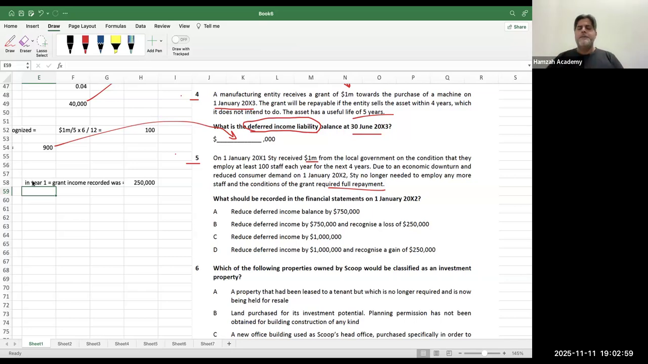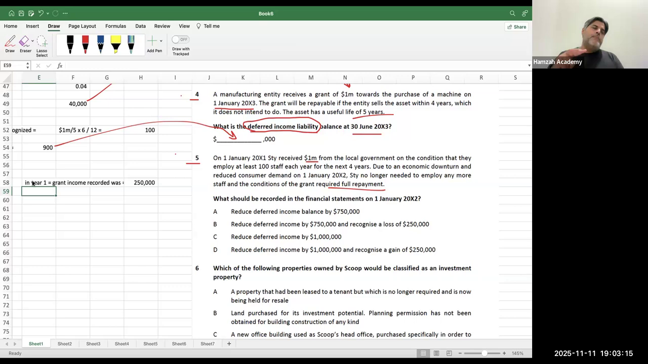Now, in the next year, if the conditions are not met and you have to repay the grant, remember, the full amount is repayable, not just the balancing amount or the remaining amount. Whatever the full amount you got, that whole amount has to be repaid over here.